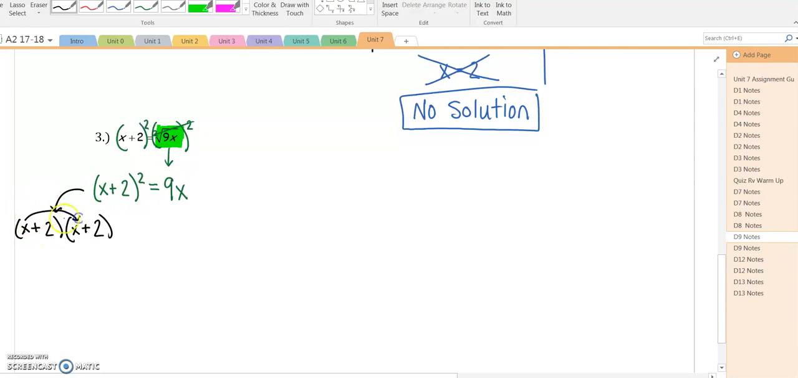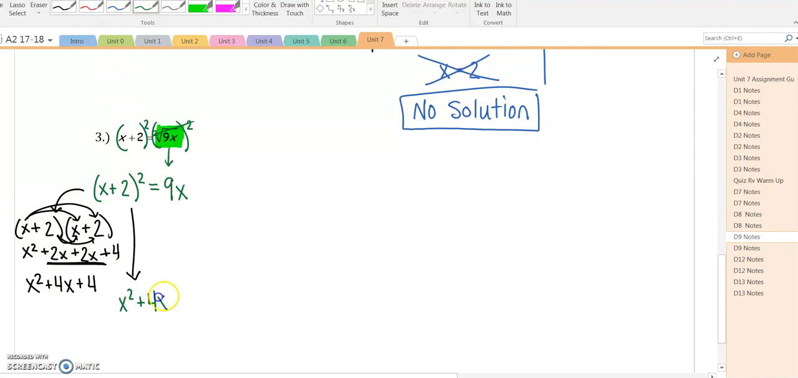So let's go one step at a time. I have x squared plus 2x plus another 2x and plus 4. And if I combine like terms here, I got x squared plus 4x plus 4. So that's what ends up happening on the left side. So I'm going to rewrite that now. x squared plus 4x plus 4. On the right side, I still have 9x.